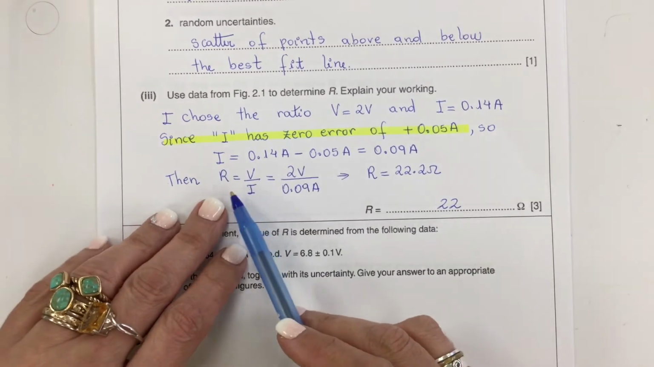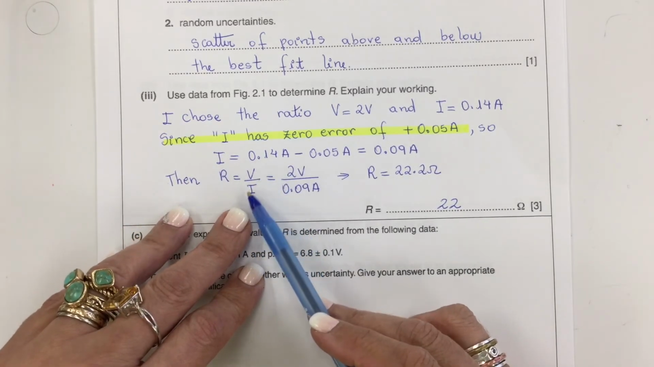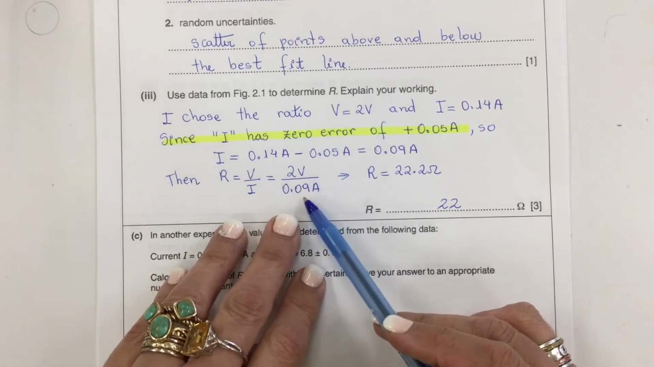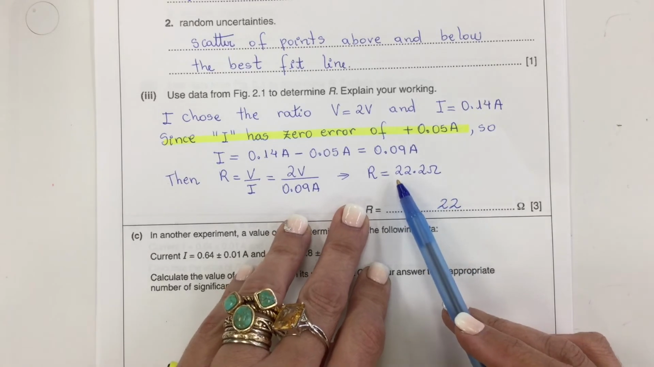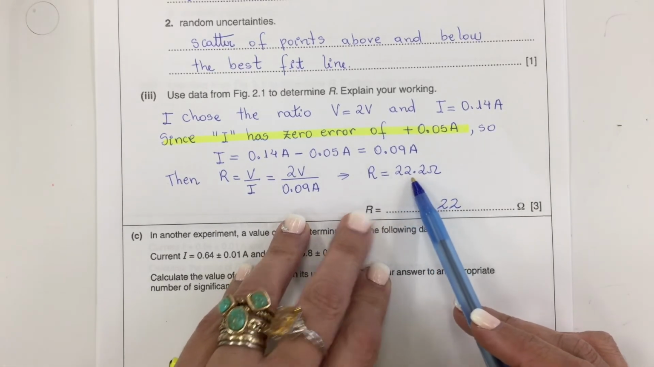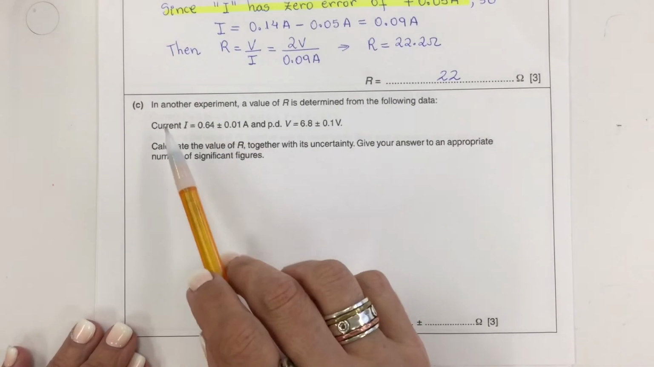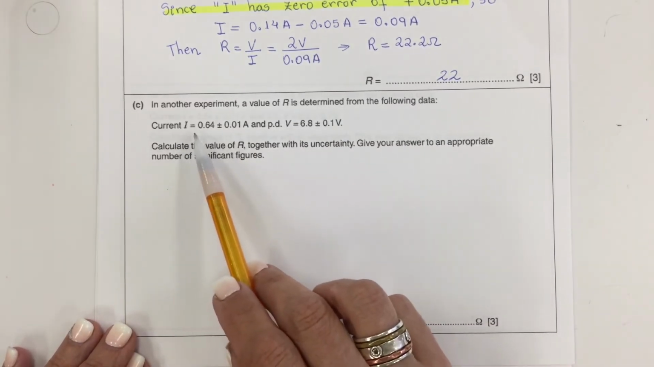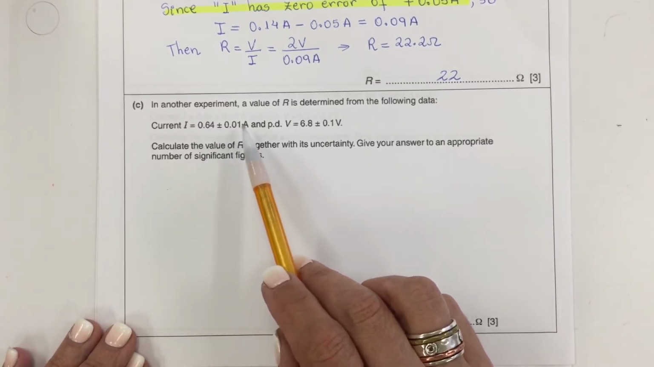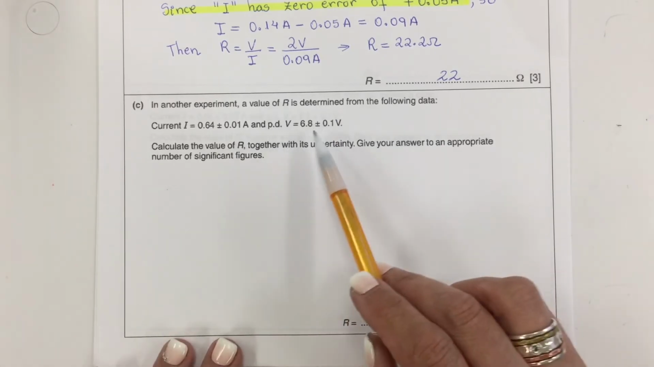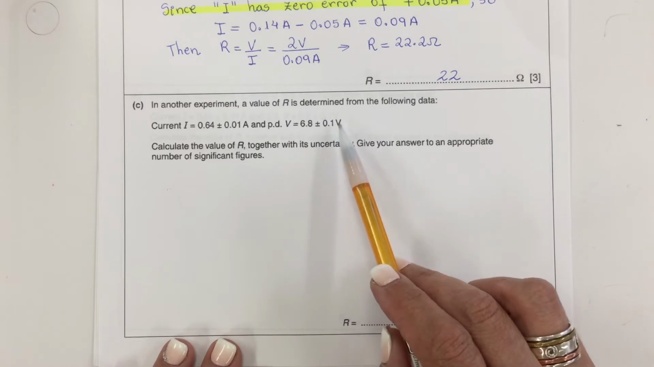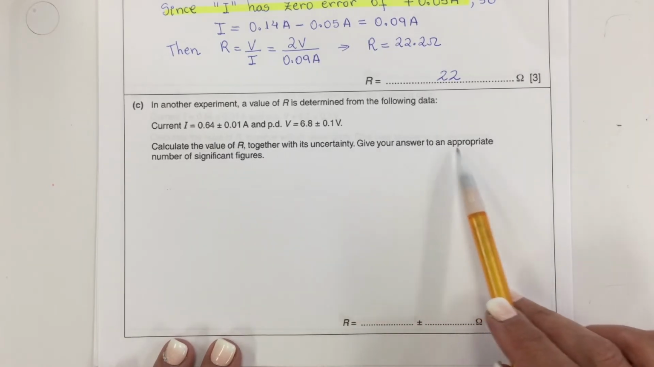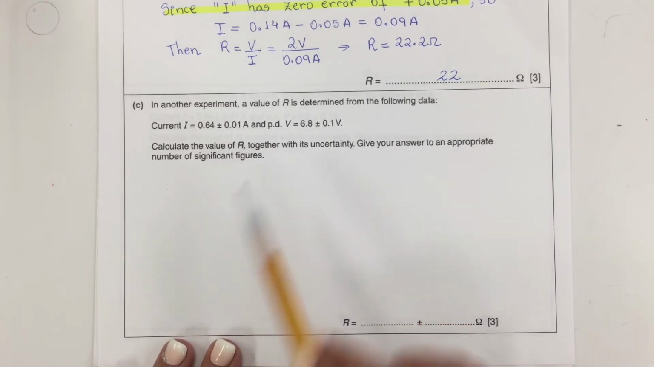The next step is to calculate the value of R using the ratio between voltage and current. So 2 volts over 0.09 amps. So the resistance of this wire is 22 ohms. Next, in another experiment, a value of R is determined from the following data. The current is 0.64 plus or minus 0.01 amps, and the PD, the voltage, is 6.8 plus or minus 0.1 volts. Calculate the value of R together with its uncertainty. Give your answer to an appropriate number of significant figures.